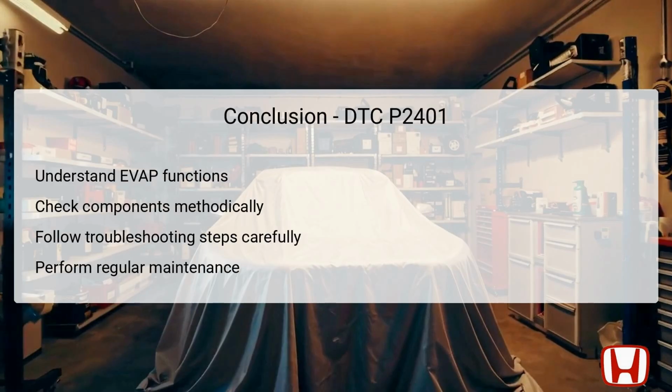In conclusion, understanding the function of the evaporative emission EVAP system is crucial for effectively diagnosing and repairing issues indicated by DTC P2401. Following the troubleshooting steps methodically allows technicians to isolate the fault, be it in the wiring, the control module, or the vacuum pump, leading to precise repairs. Each step should be conducted thoroughly, ensuring accurate readings and outcomes.